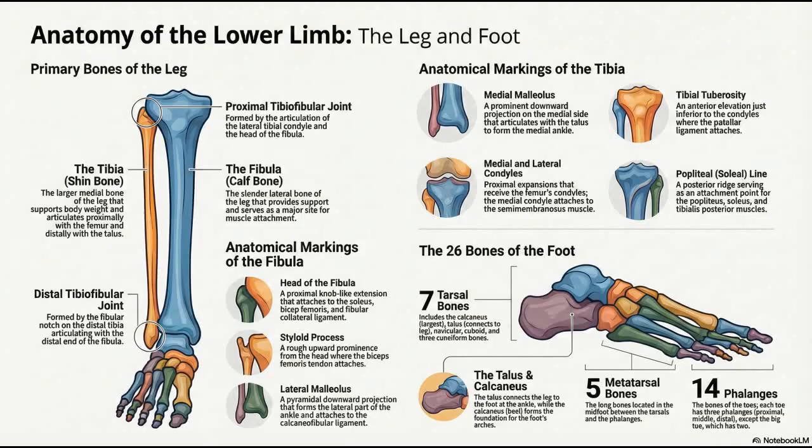Let's get to the bottom, the distal end. This is where the tibia meets the ankle, and the most prominent feature here is the medial malleolus. That's the big bump on the inside of your ankle. Right. If you reach down and touch the inside of your ankle, that hard knob is the tibia.